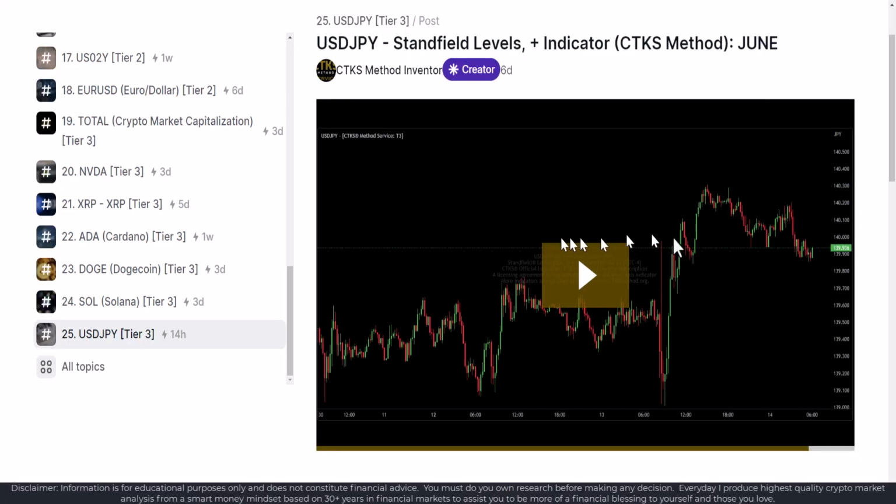I'm only showing the immediate levels up and levels down on the US yen, or the dollar yen combination. You can go and see the video at video number 25.